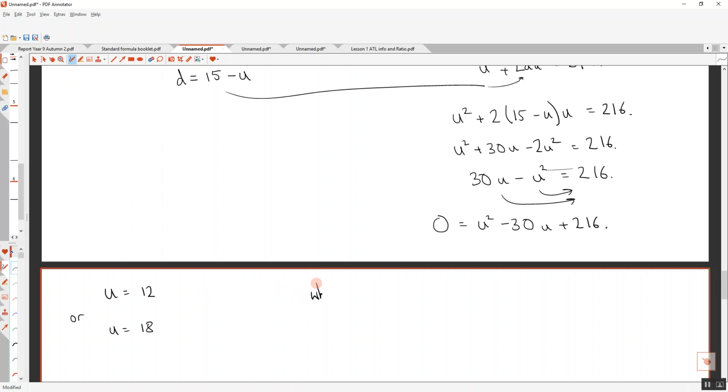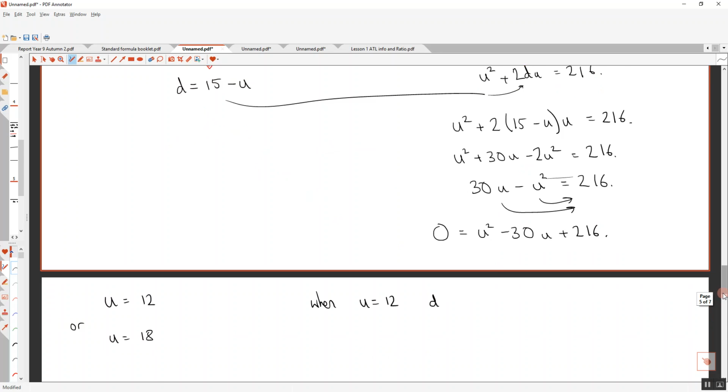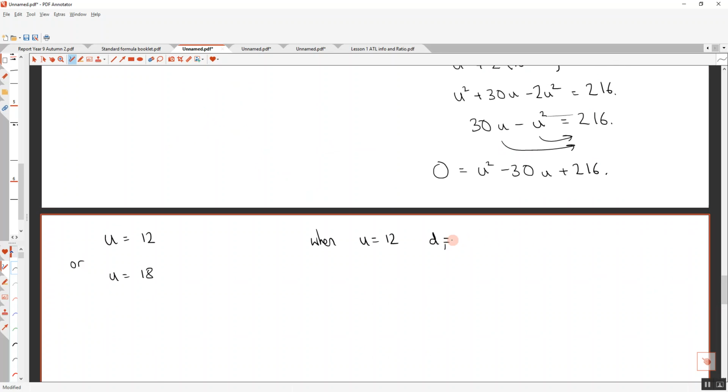Now, when u is equal to 12, what's the value of d? 3. Yeah, you put it back into this equation, and you get 3 out. So in this case, the sequence would be 12, 15, 18. When u is equal to 18, what's the value of d? -3. So the sequence is 18, 15, and 12. Look at how this works out.